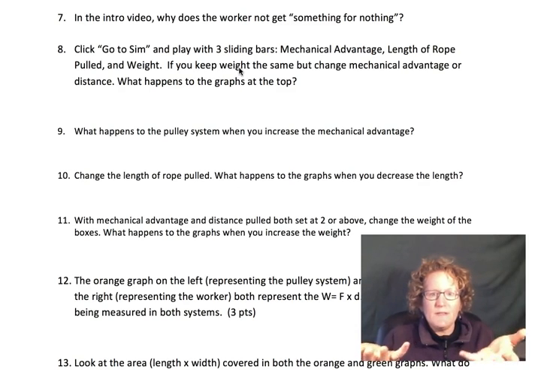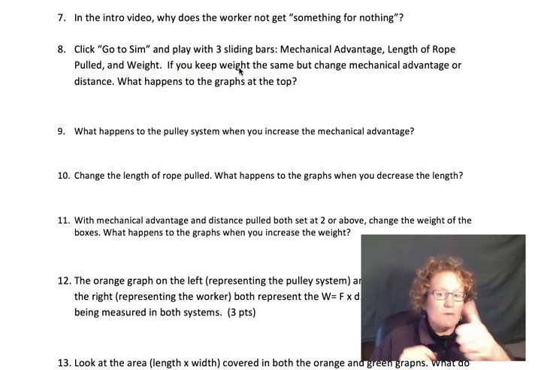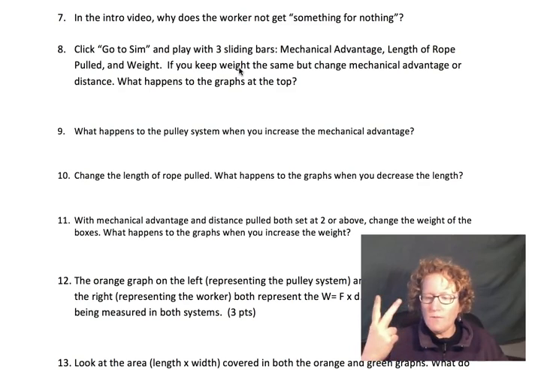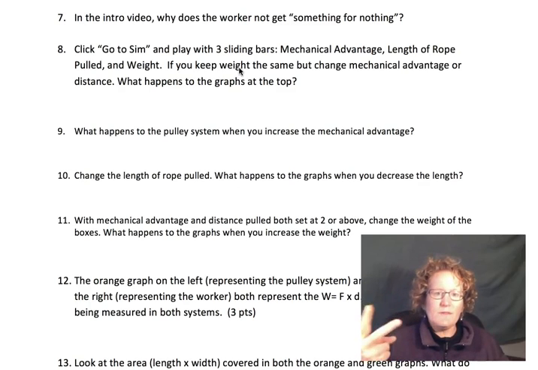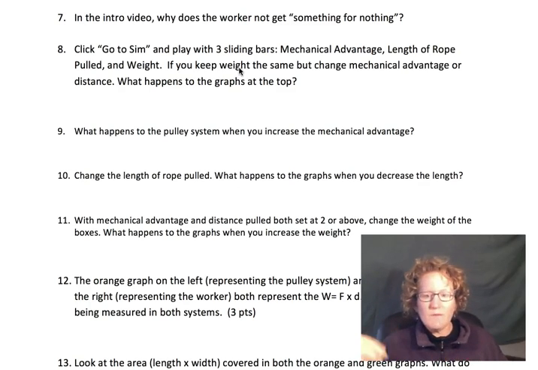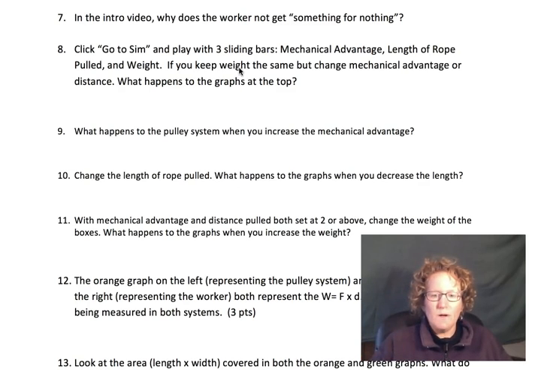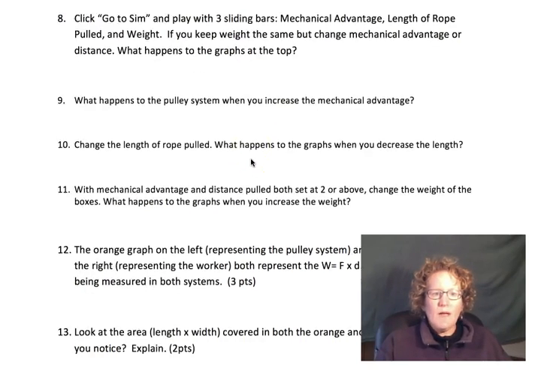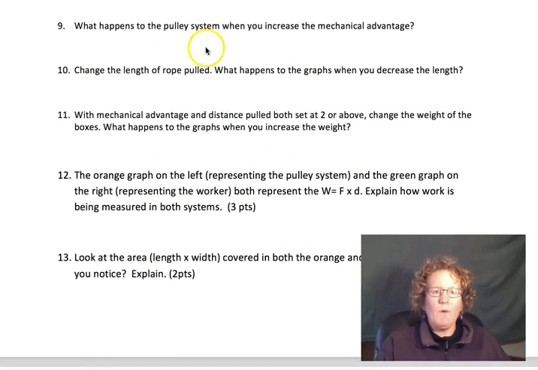a greater distance. And remember, there's 2 parts to the work formula. There's force and there's distance. So if you increase either one of those, you're going to increase your work. Or if you decrease the distance or decrease the force, you're going to decrease the work. So number 9, we've talked a little bit about what happens to the pulley system when you increase the mechanical advantage. Let's go talk about mechanical advantage a bit and answer this question a little bit more fully.